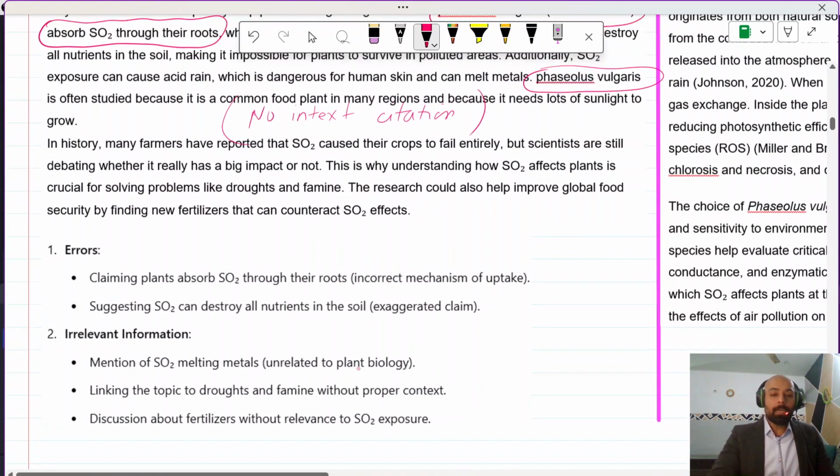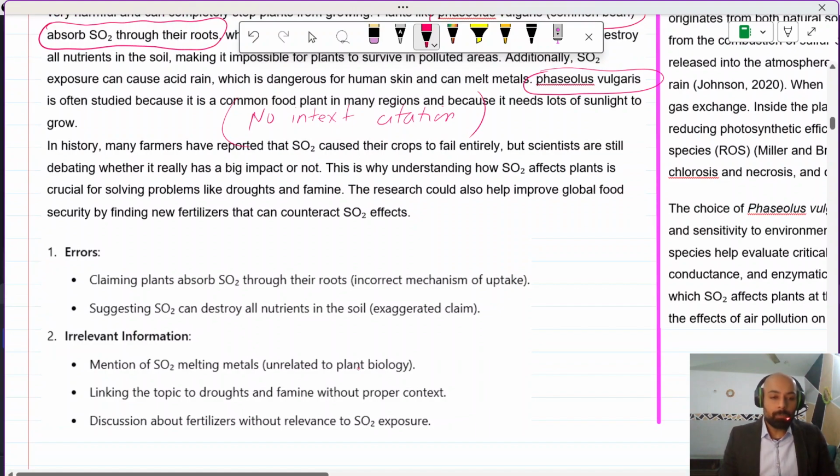Okay, so let's now look at some of the errors that the student has made. The first is claiming plants absorb sulfur dioxide through their roots. So technically this is an incorrect mechanism of uptake. Gaseous exchange is always done through the leaves of the plants, right? Secondly, suggesting sulfur dioxide can destroy all nutrients in the soil.